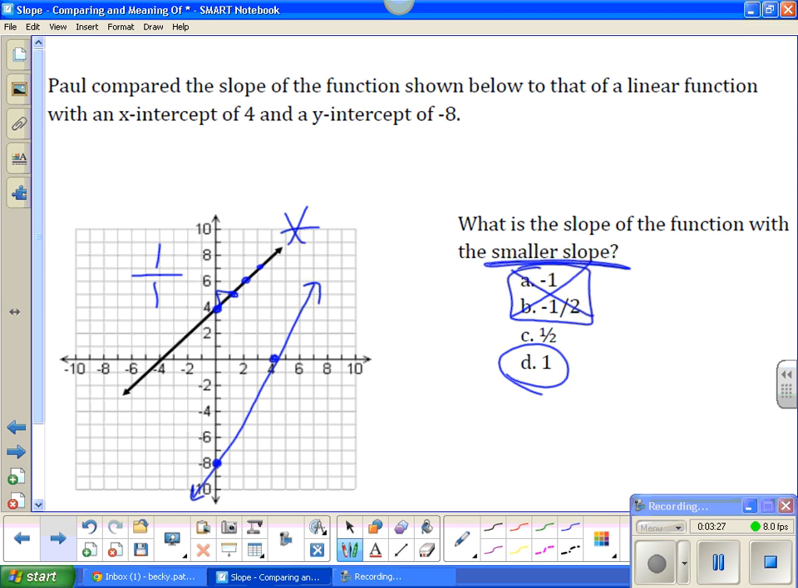So look at the line you were given. Draw the line that they give you information about. If they want smaller, you want less steep. If they want bigger, then you want the most steep. Figure out which one's the winner, and then find the slope of the winning line.